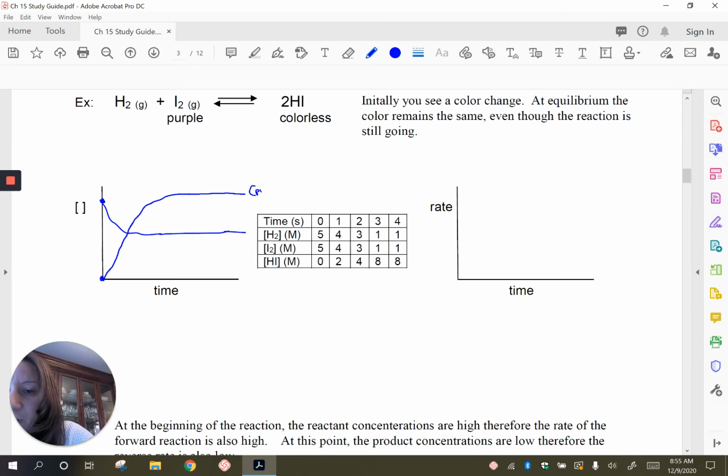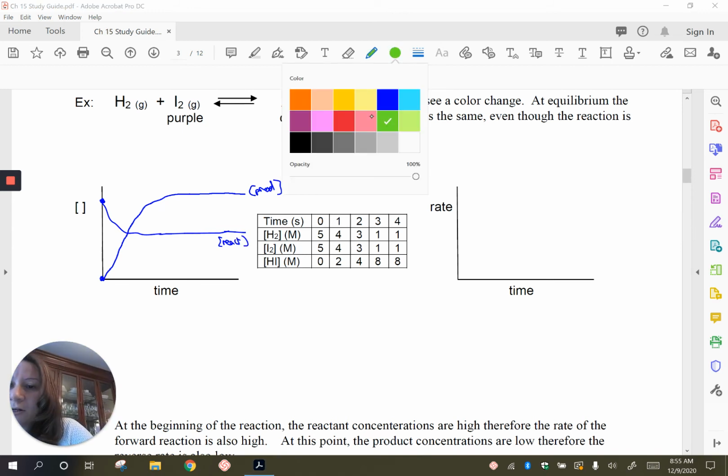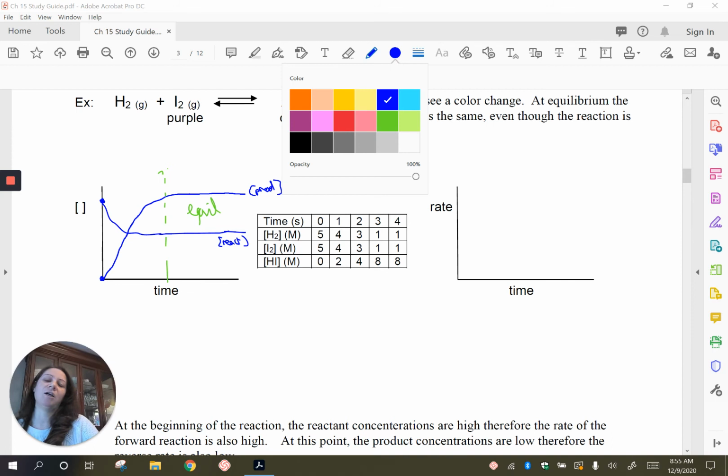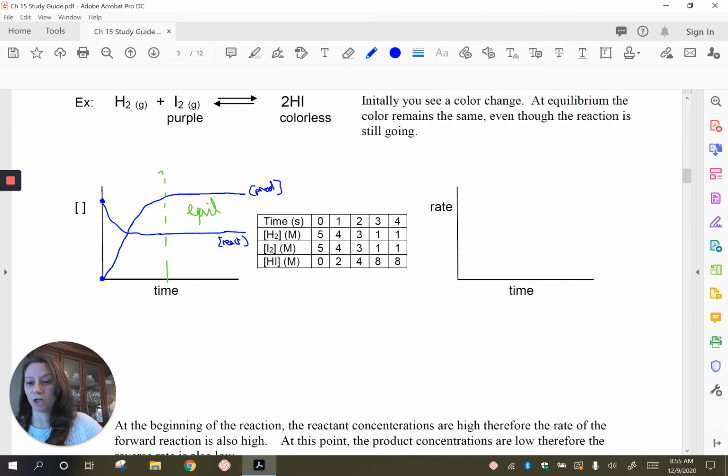These are your products, and these are your reactants. And here is where you've reached equilibrium. You know that because your concentrations are not changing. They're not equal to each other, but they are constant. And in this case, it just so happens that my product, my HI, has a higher concentration than my reactants, and so my products surpass my reactants in concentration. That's not always the case.